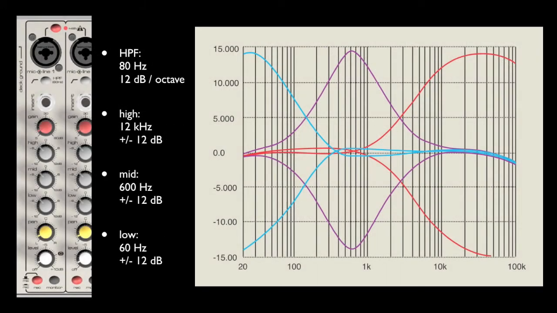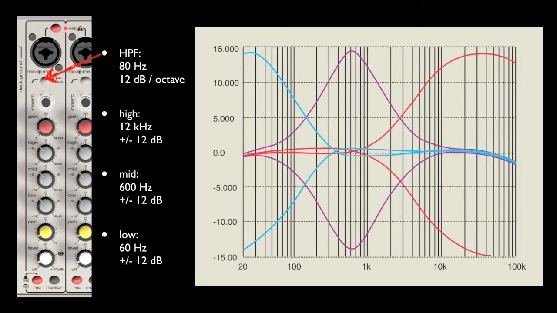In this slide, we see a channel strip from a Soundcraft Compact 10 mixer, as well as a graph showing the performance of the EQ section. The channel strip contains high, mid, and low EQ controls, as well as a high-pass filter switch.